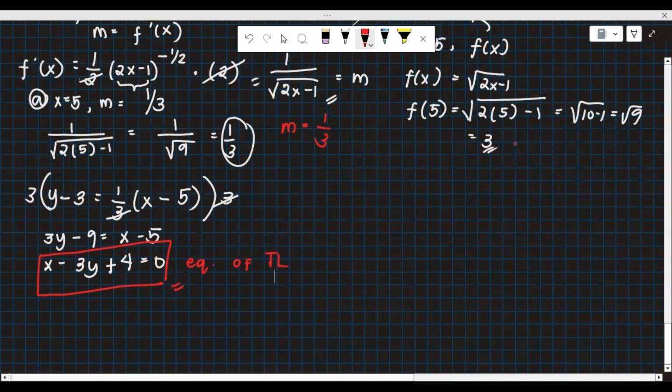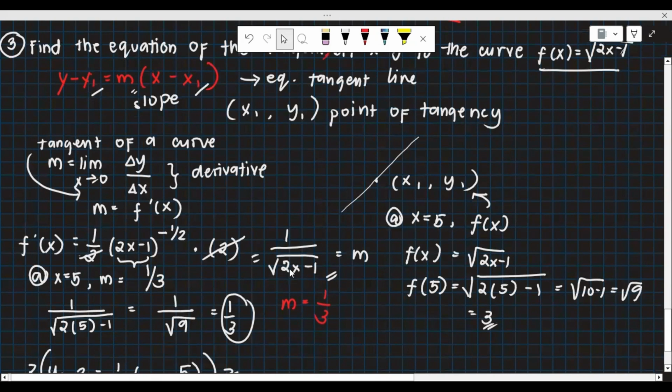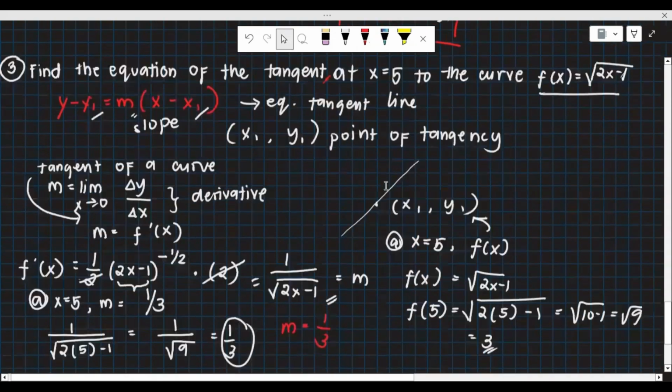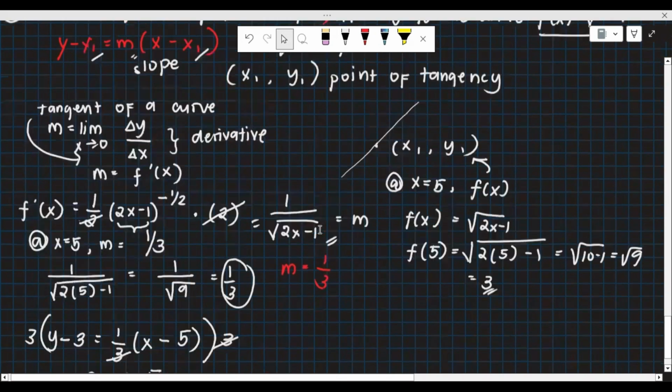So again, we review the steps that we used. So ang una natin ginawa is kinuha natin yung slope of the tangent line, which is also equal to the derivative of the curve. So the derivative of the curve is 1 over square root of 2x minus 1. And then we substituted the given value of x into this one. So we get m is equal to 1/3. So this is the slope that we used.